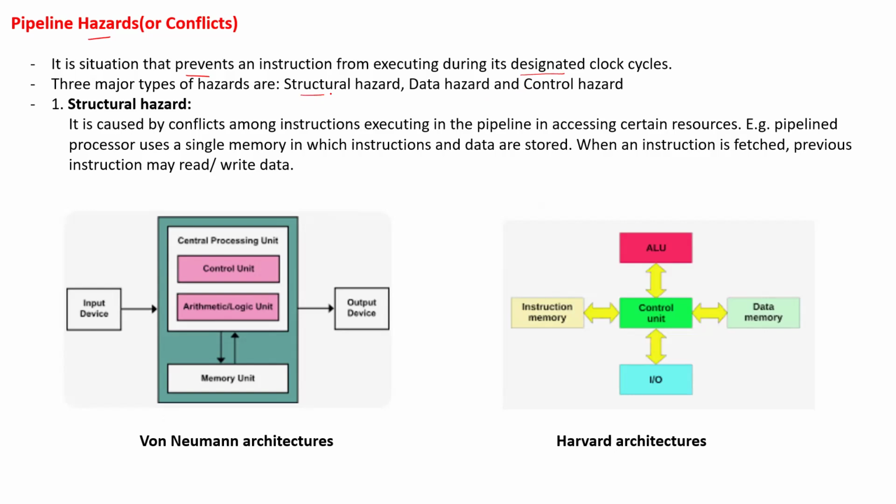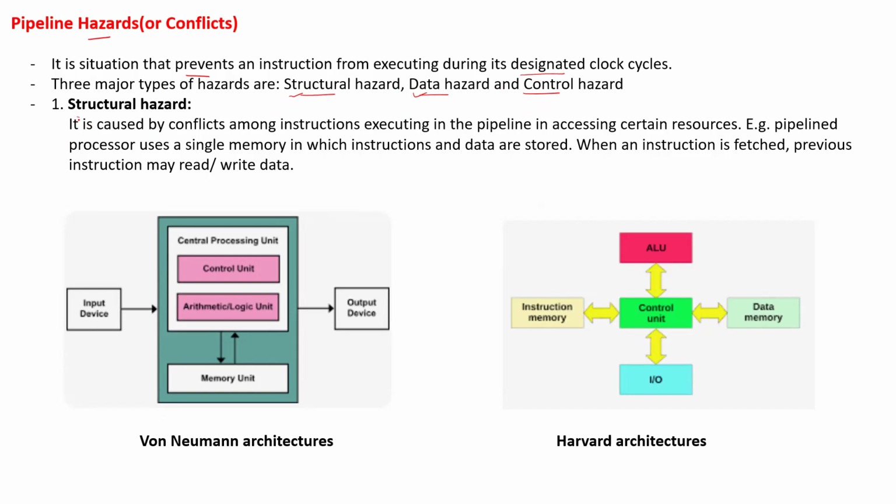So we have structural hazards, data hazards, and control hazards. Maybe sometimes it is a one-mark question also: what are the three different types of hazards in an instruction pipeline? That is structural, data, and control. Now we'll see them one by one. First one is the structural hazards.